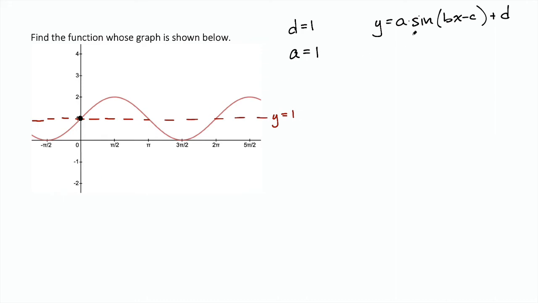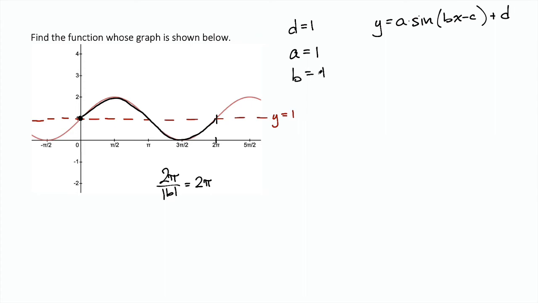And then we can get b looking at our period. And here we see that we complete one cycle in 2 pi. And we know that 2 pi over the absolute value of b is the period. Okay, so b is either 1 or negative 1.